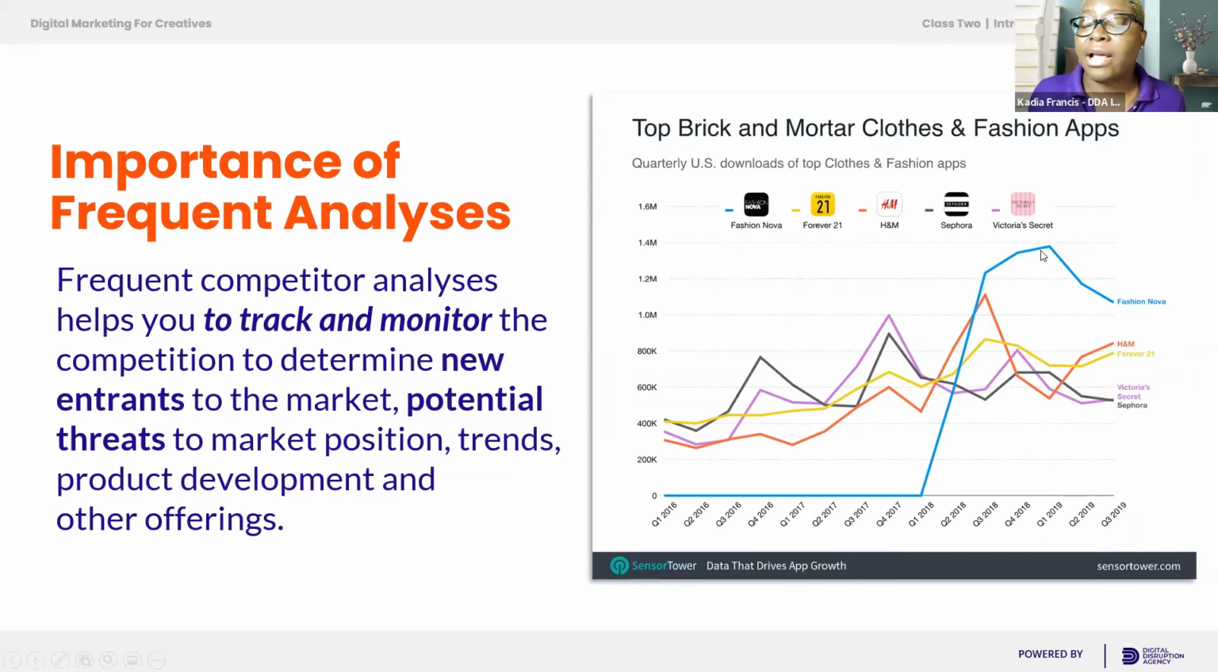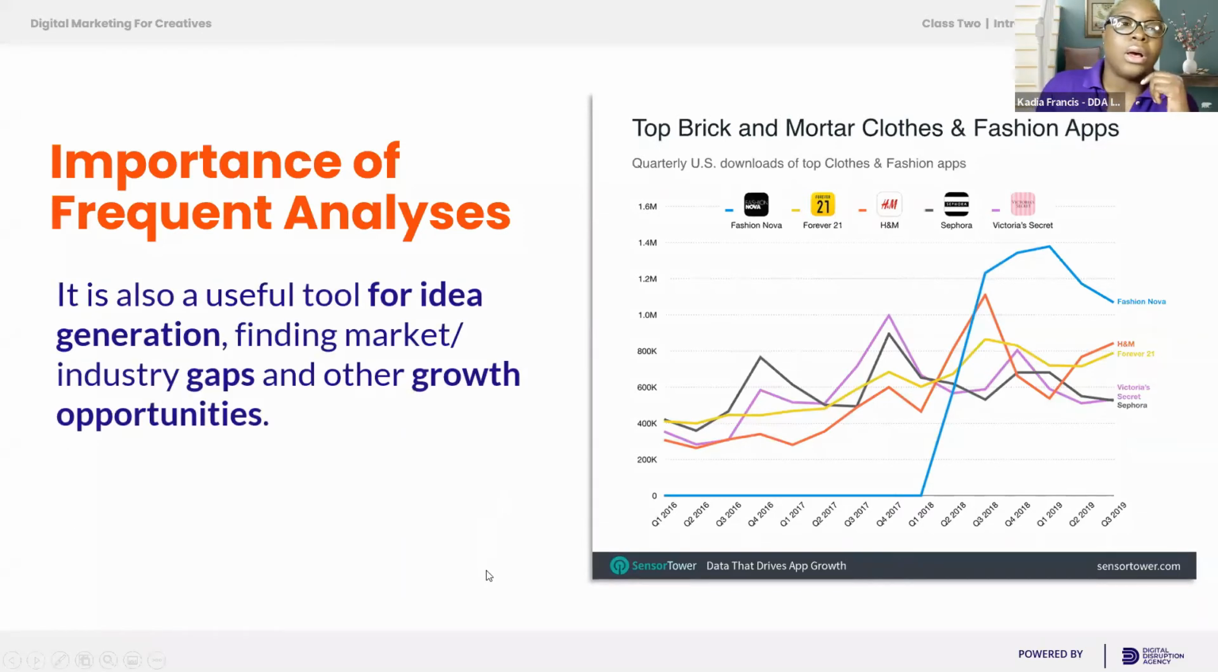So a Victoria's Secret or an H&M will be watching to see what it is that Fashion Nova is doing that is getting people to download their apps. What are they selling? What are they saying? Who are they selling it to, etc., etc. So this is why it is important to watch your competitors, see what it is that they're doing, so you can position and reposition yourself to be able to compete, because you want to stay competitive. It's important, right?